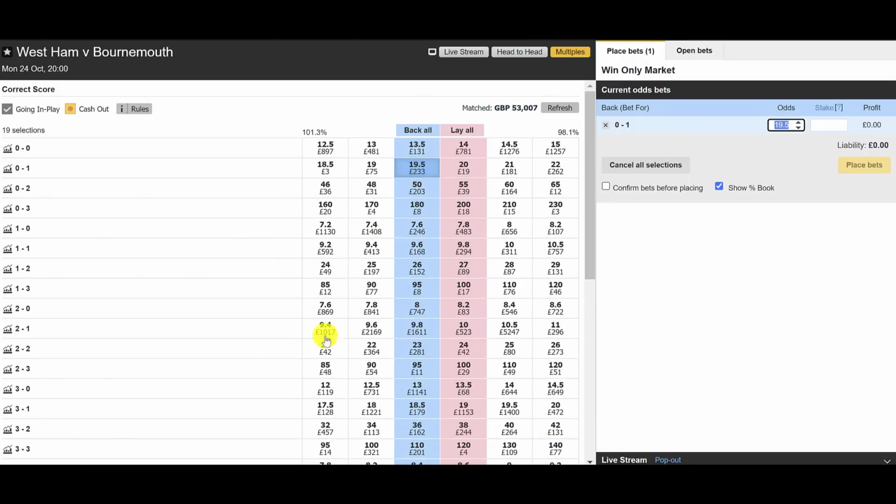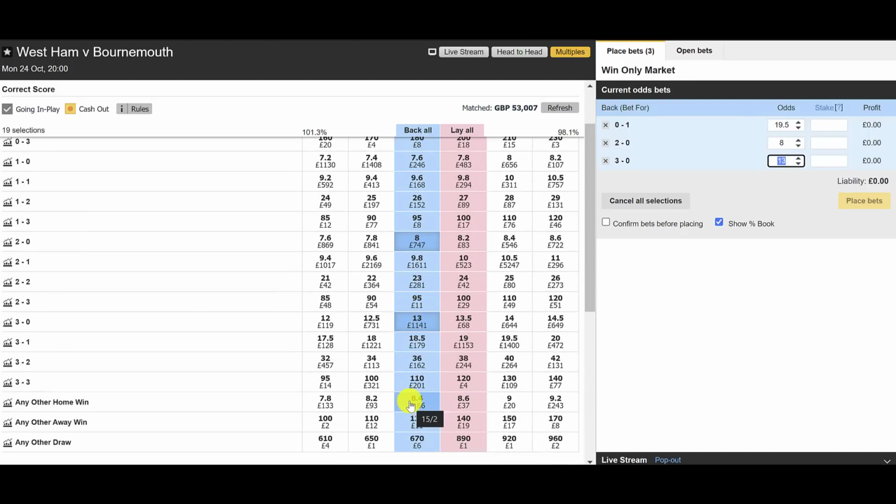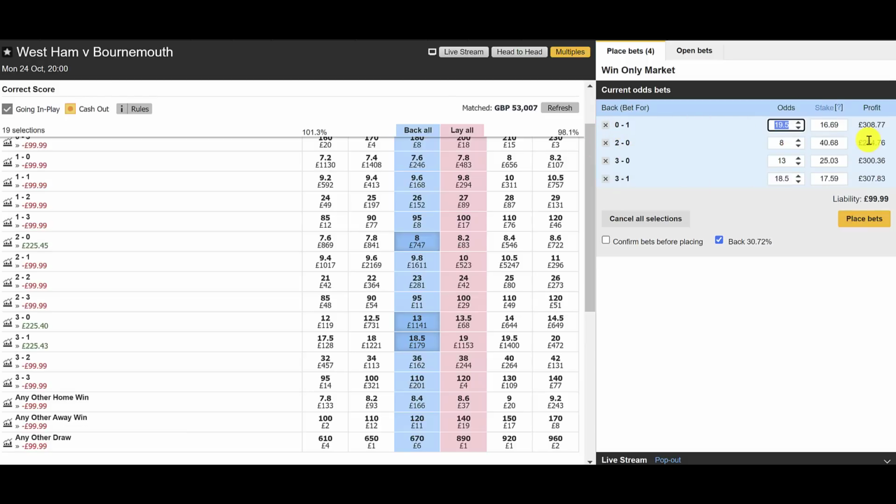So what we could do is also narrow down the scores even more and ignore the any other home win and just say, look, we think West Ham are going to win. Are they going to win by 4 goals? Or are they going to score 4 goals in this one? I'm not saying either way, but that could be an opinion that you have. So we backed 2-0, 3-0 and 3-1. And we've also got 0-1 to Bournemouth in that eventuality. Then you can see that you've got a decent amount of profit potential to play with. And of course, because we're trading in play, it could still finish any other home win.